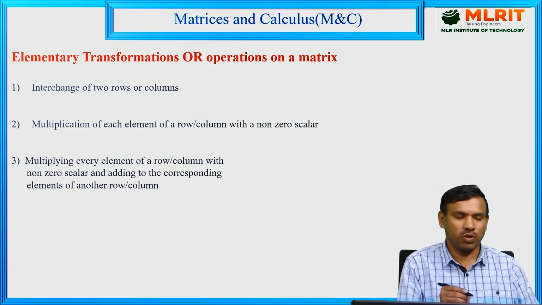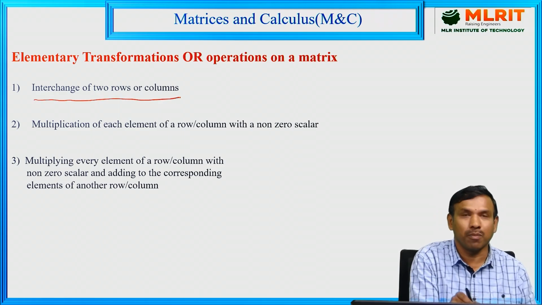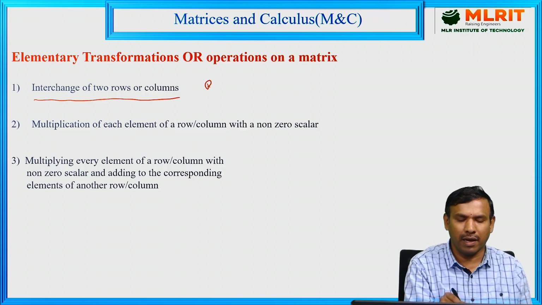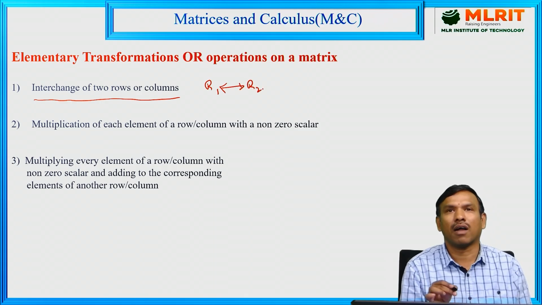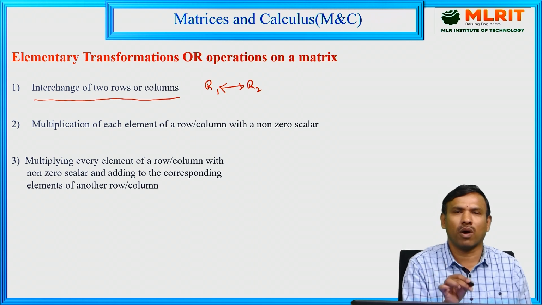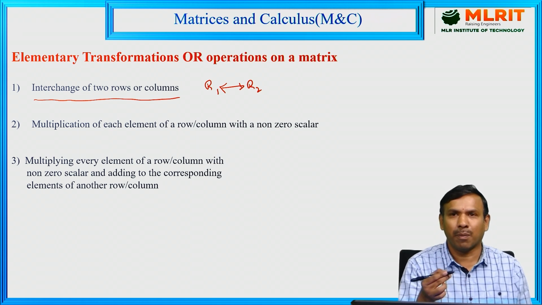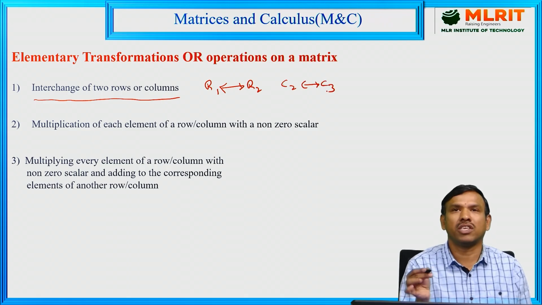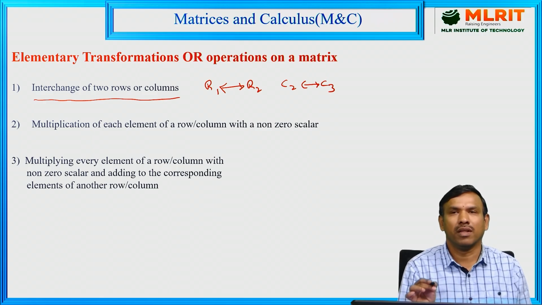The first one is interchange of rows and columns. Two rows we can interchange, in place of one row, another row. That is indicated by R1. Suppose I want to interchange R1 and R2, you can write R1 double arrow R2. In place of R2 we write R1, and in place of R1 we write R2, depending on the requirement. Similarly, we can do it for columns also: C2 double arrow C3 means you can interchange two columns. Whenever required, you can interchange columns also. This is the first basic operation: interchange of rows or columns is allowed.